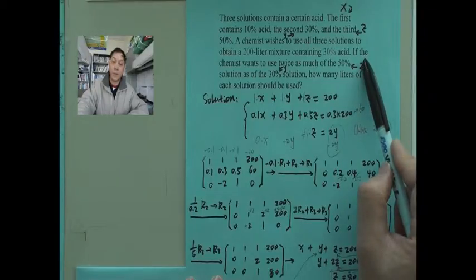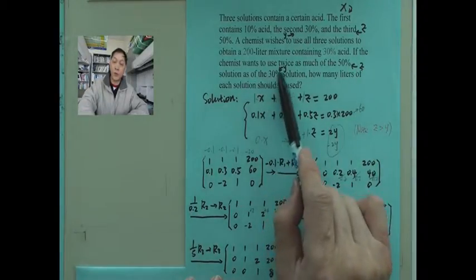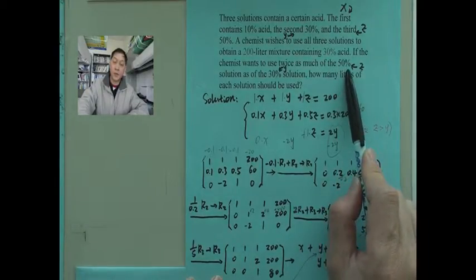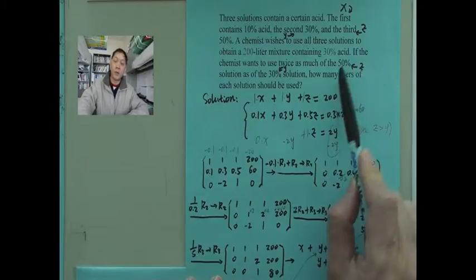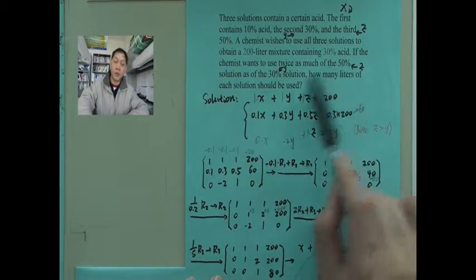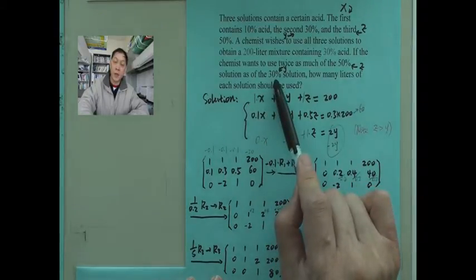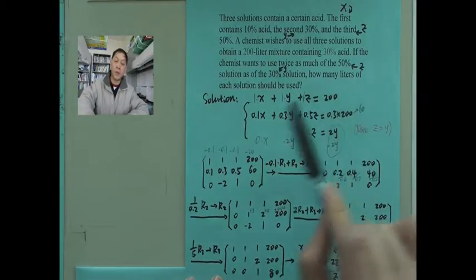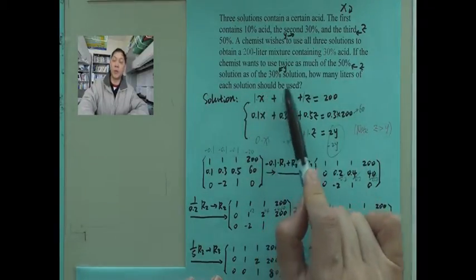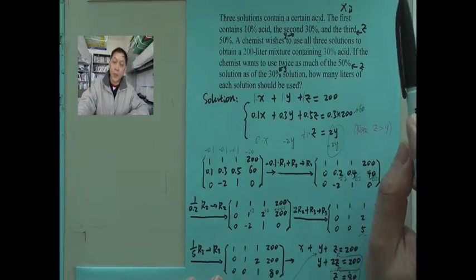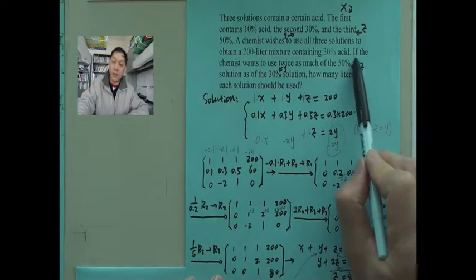Now, if the chemist wants to use twice as much of the 50% solution as of the 30% solution, then how many liters of each solution should be used? Okay, right from here, let's study this one first.